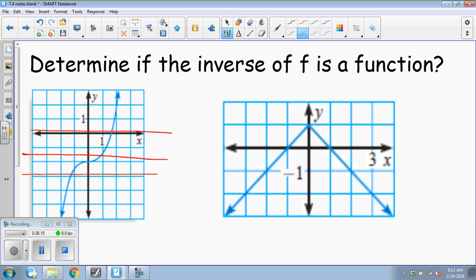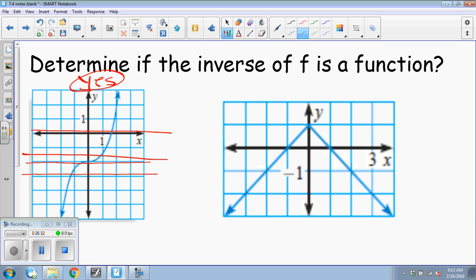It's still one point. It doesn't matter where. It's still only touching at one point. So, is its inverse a function? Yes.